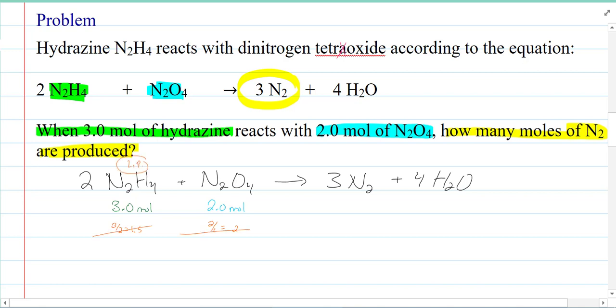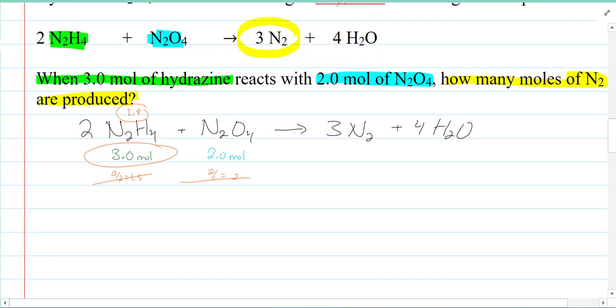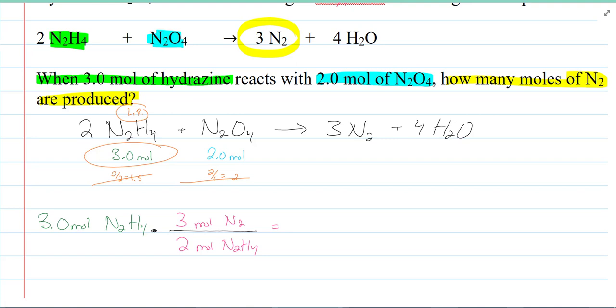Draw lines through those. Start with the 3 moles. 3.0 moles of N2H4. And we've got 2 moles of N2H4 on the bottom. And we're looking for N2, 3 moles of N2 on top. So that will give us 9/2, 4.5 moles of N2 produced.